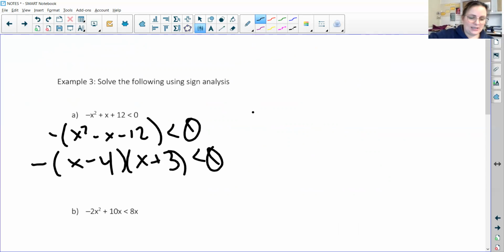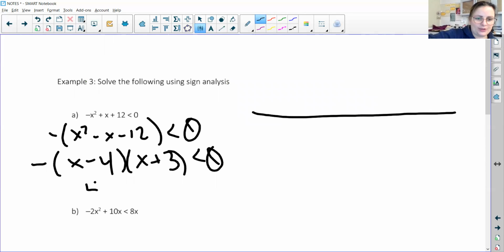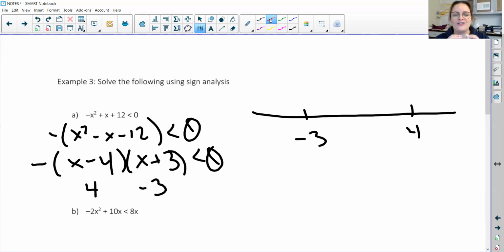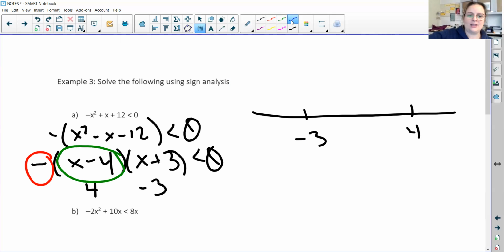Okay, so if I'm looking at a number line, my important points are +4 would make that one equal to 0, and -3 would make that one equal 0. But we actually have 3 things that are affecting the sign, because this is sign analysis. We have this sign here, this factor here, and this factor here.